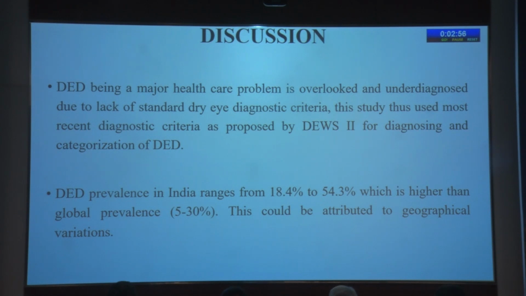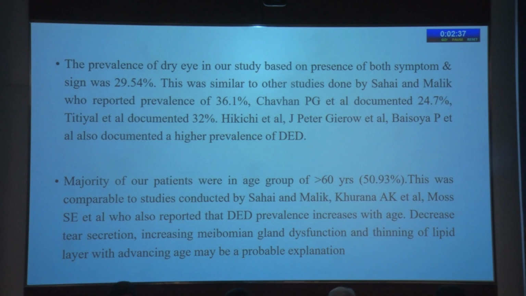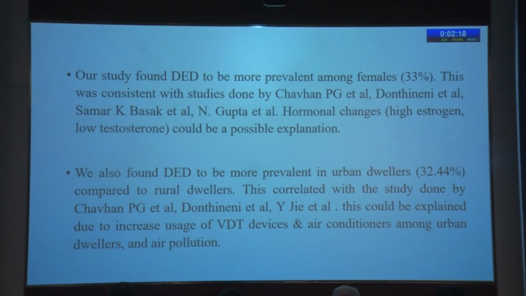Dry eye, being a major healthcare problem, is overlooked and underdiagnosed due to lack of standard dry eye diagnostic criteria. Our study thus used the most recent diagnostic criteria as proposed by DEWS II for diagnosing and categorization of dry eye patients, and the prevalence in India ranges from 18.4 to 54.3%. The prevalence of dry eye found in our study was 29.54%, which falls in the above range. We found the majority of patients in the age group of more than 60 years; decreased tear secretion, increased meibomian gland dysfunction, and thinning of the lipid layer with advancing age may be a probable explanation.